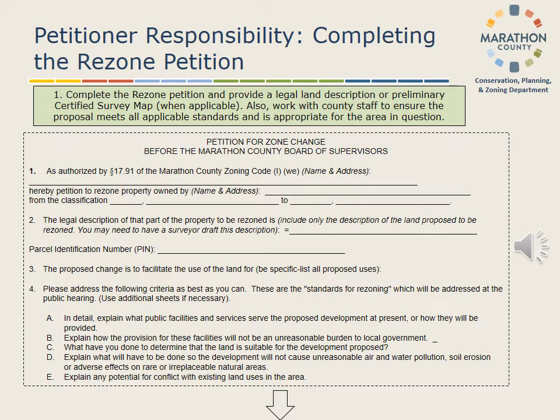Below you will see part of the rezone petition. It is important to note the rezone petition form itself differs for rezones from other zoning districts from that of rezones from the Farmland Preservation Zoning District due to the DATCAP approved program, as well as the specific state set standards.